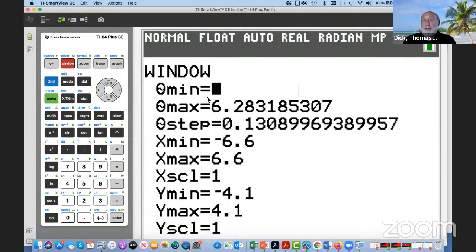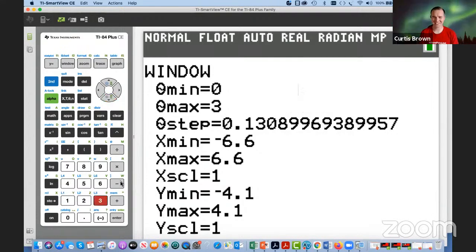We've got theta min, theta max. It's referring again to our independent variable theta for polar curves. So 0 to 2 pi, I wonder if we need to change that to a larger value. And Curtis, feel free to chime in if you have any insights here. I'll chime in momentarily.